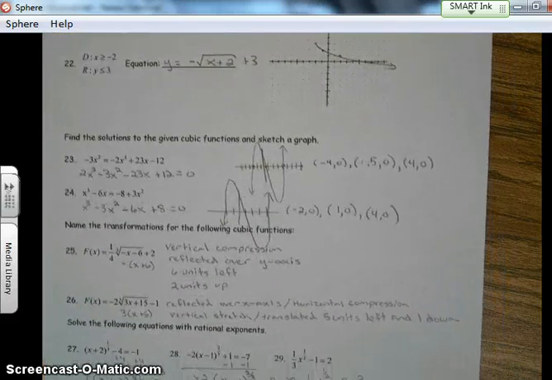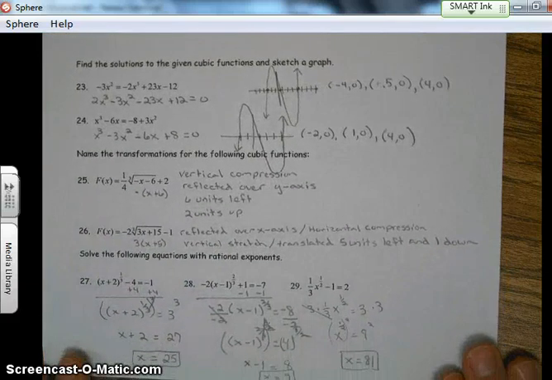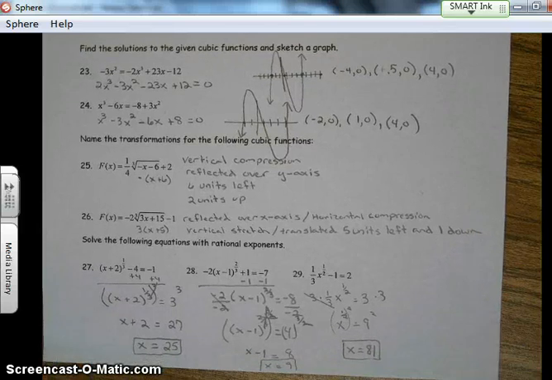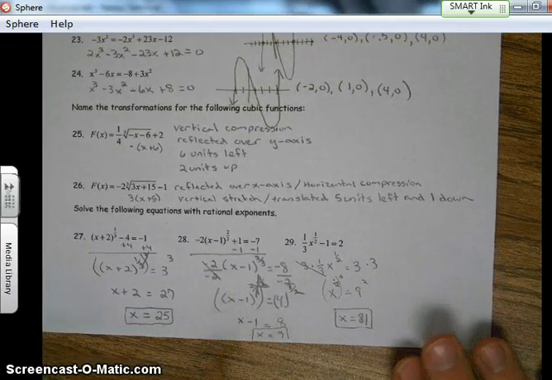Remember to pause the video so you can check your answers. Now down here I'm just going to go through the steps of one of these problems in case it's confusing.